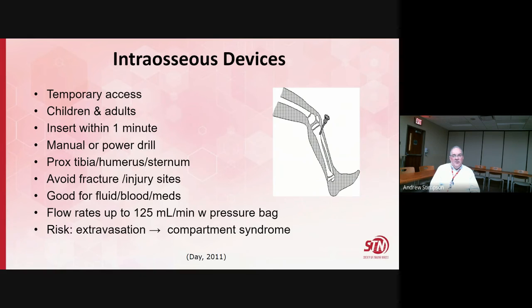Proximal tibia, humerus are probably the best two. Sternum, if you can't avoid it, that gives us a little bit of trouble with other places that use the sternum. You obviously want to avoid fractured bones or other injury sites. You can give fluid, blood, and meds through these. Again, one of the risks is if it extravasates, you can get a compartment syndrome in that limb.